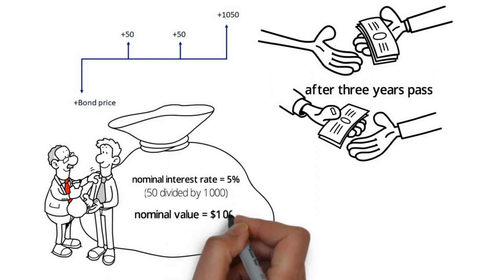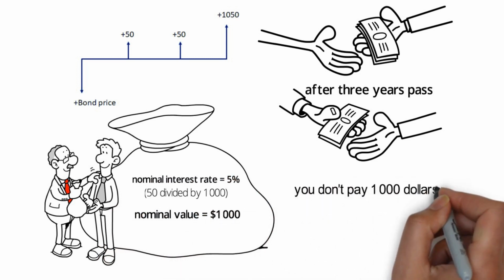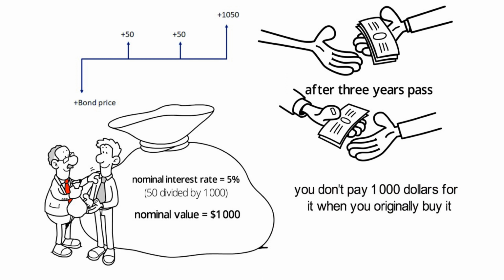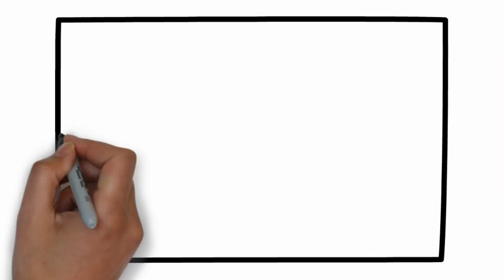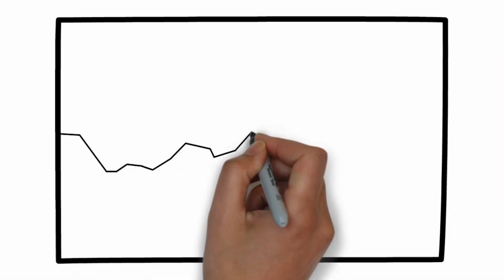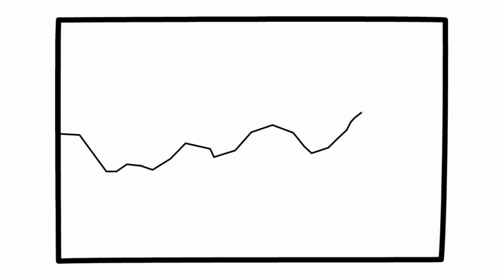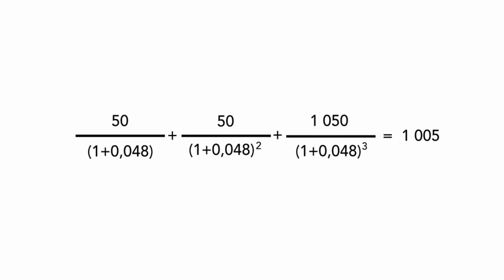The nominal value of this bond is $1,000, but you don't pay $1,000 for it when you originally buy it. And that is the interesting part here. So what do you pay, and why? The bond market's expected or required return from bonds goes up and down all the time. Every second, potentially. One minute, it can be 4.85%. The next minute, it can be 5.05%, and so on. It is not determined by what the interest of a bond is. Not at all.